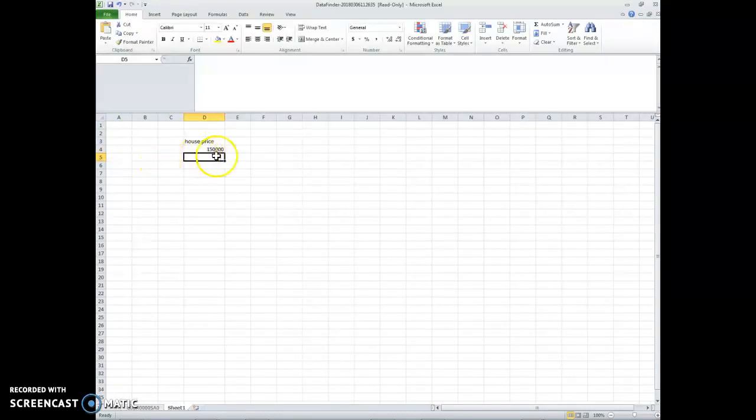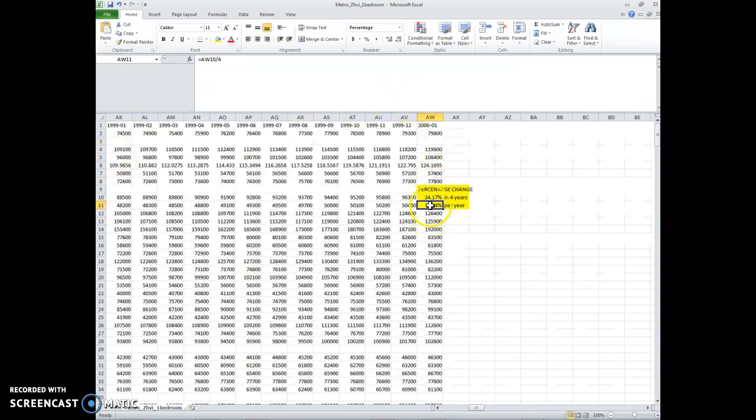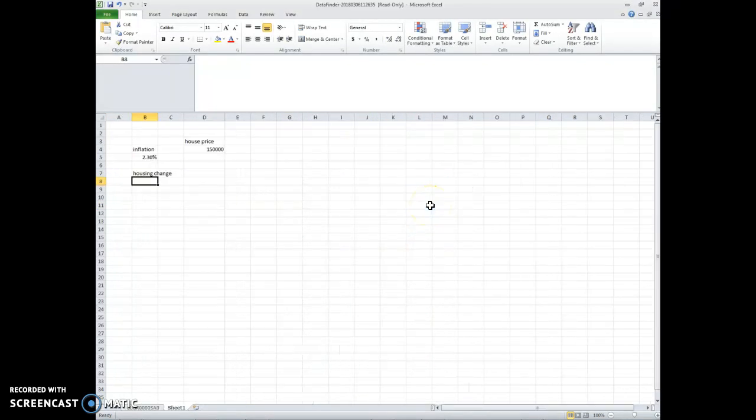Now we know how this works. How did we do this before? Oh, I'm sorry, I need 2 other spaces over here. I said the inflation rate was 2.3%. Let me put a percentage symbol on there. And then the housing change. What do we find? I've got to go back to my other sheet, 6.04%. All right, let's make this work.